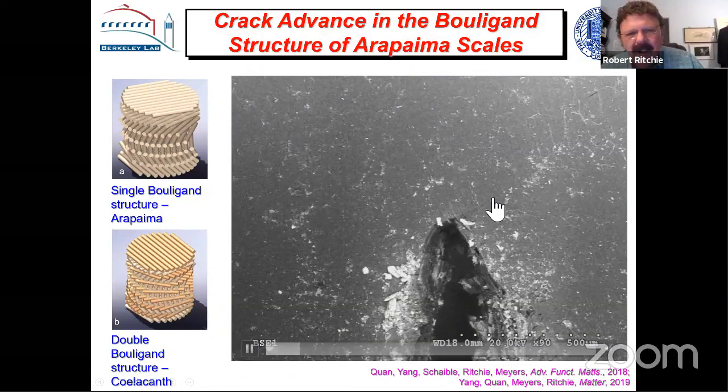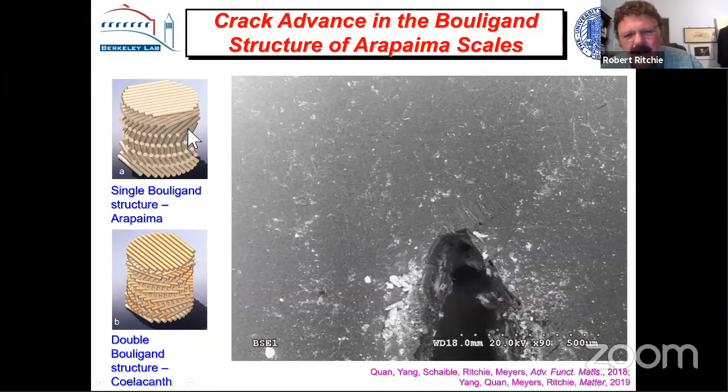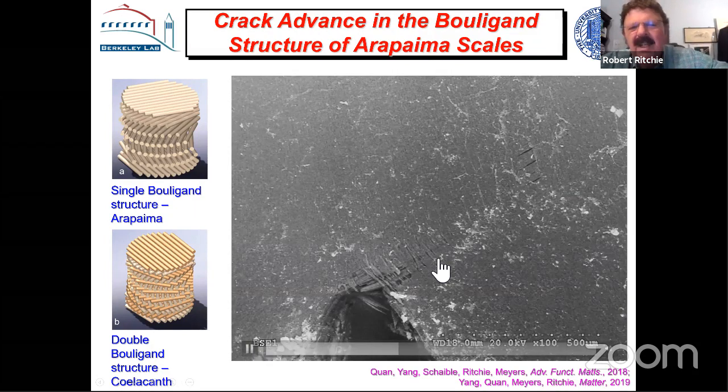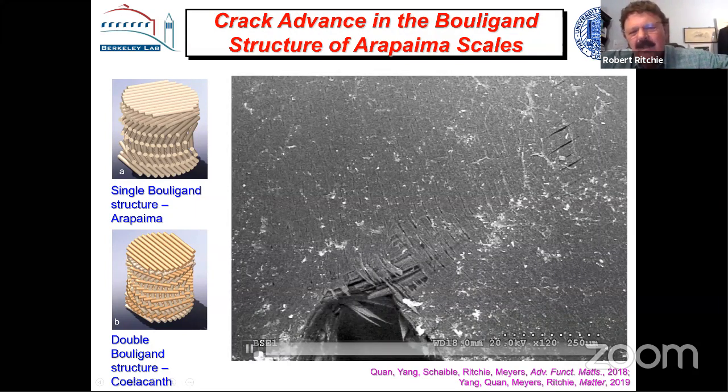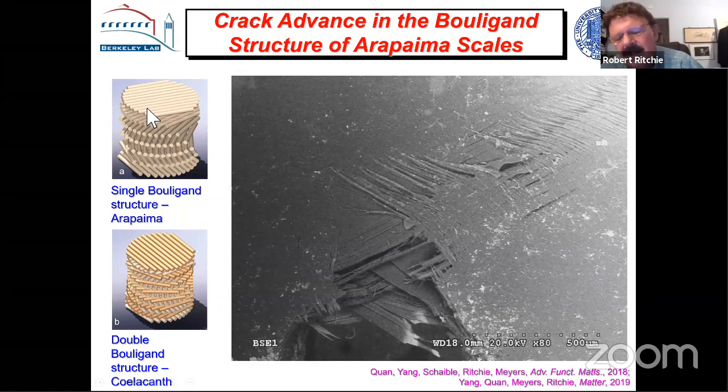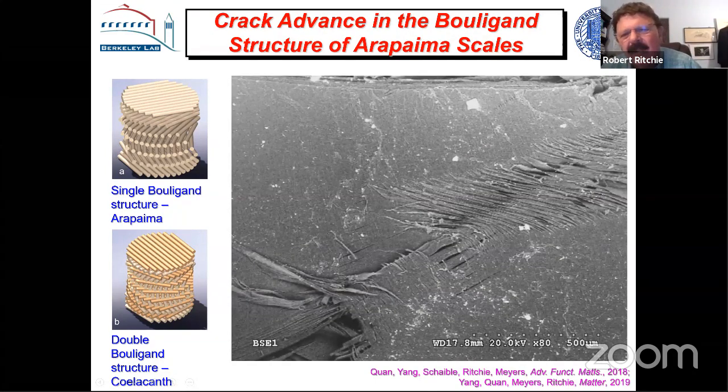And I've shown it here. This is the single Bouligand structure. You watch a crack here, and you can see these interpenetrating layers of collagen, which have to pull apart. And there is bonding between the layers in certain fish. This is a very, very tough structure.